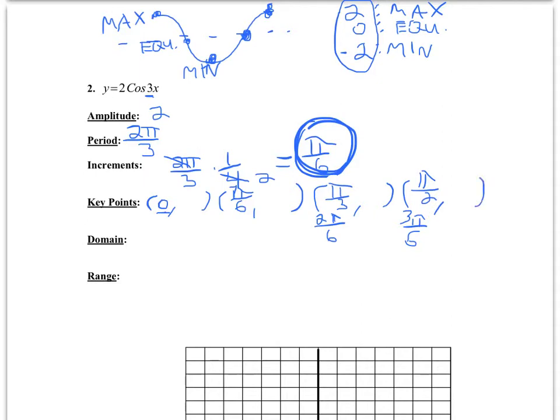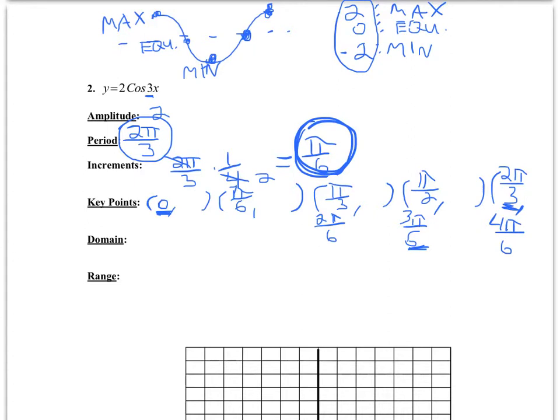This is the hardest part, just dealing with the fractions. It's not even any of the trick, it's just the algebra. Then if I add pi over 6 to this, I get 4 pi over 6, and 4 pi over 6 reduces to 2 pi over 3. And that's my fifth and final point. Remember, if I'm going from 0 to 2 pi over 3, that distance is 2 pi over 3, and that matches up with the period. So again, I'm checking my work as I go. Now that's the hardest part.